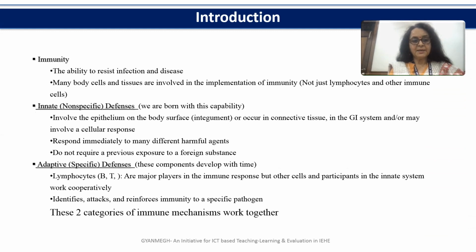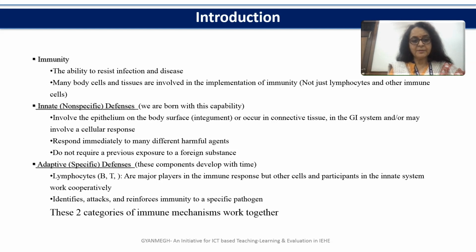Immunity is the ability to resist infection and disease. Many body cells and tissues are involved in the implementation of immunity. There are two types of immune system. Innate immunity: we are born with this capability, which involves epithelium on the body surface or occurs in connective tissue, GI system, or involves cellular response. It responds immediately to many different harmful agents and does not require a previous exposure to a foreign substance.